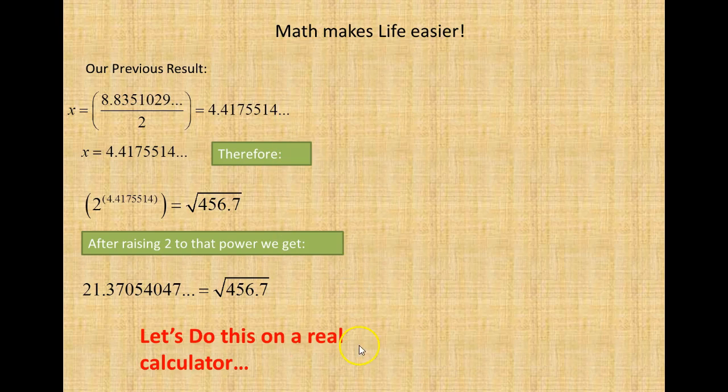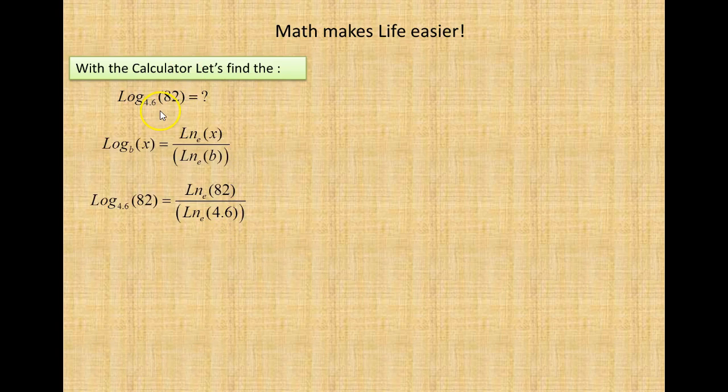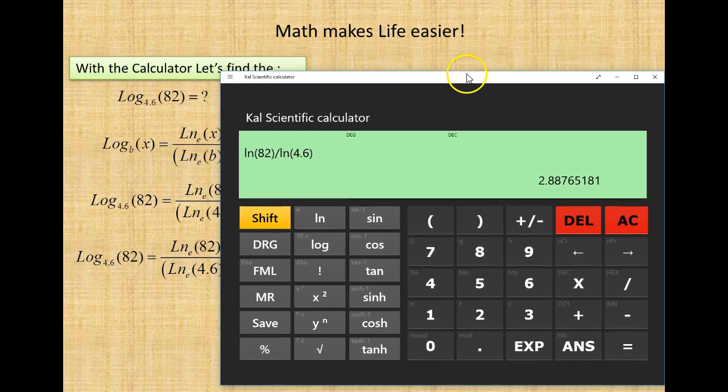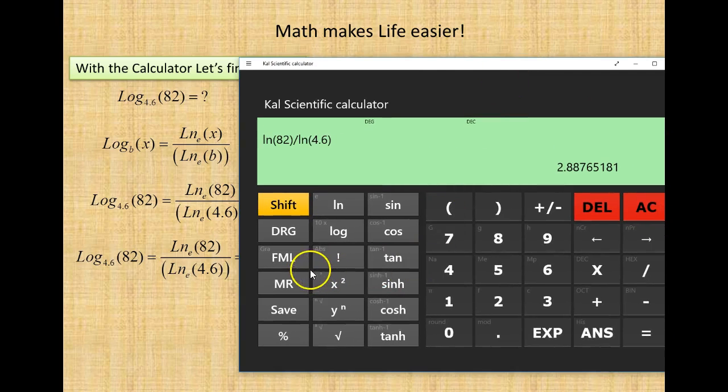Let's do this on a real calculator, which we just did. With the calculator, let's find the logarithm of 82, the log to the base 4.6 of 82. You'll see here that we had the log of 82 divided by the natural log of 4.6 equals 2.887651, just like we had before.